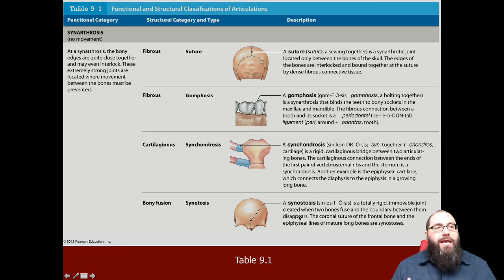This is not really a joint. This is a joint that was a joint in a young little kid, baby, that will harden later on. And you don't have to worry about that one. So moving on. But fibrous, cartilaginous, you're going to want to know those.